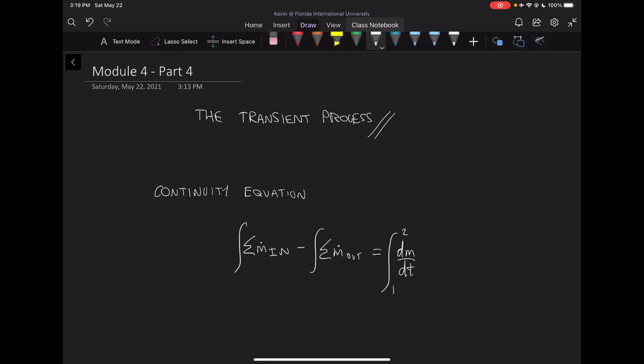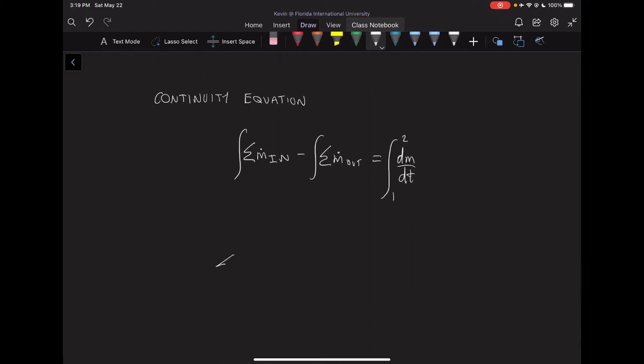So we can rewrite this equation. If we compute the integrals, we can say that the sum of the mass in, so not mass flow rate but total mass, minus the sum of the mass out is equal to m2 minus m1 of the control volume. And the 1 and the 2 refer to times, not necessarily positions.